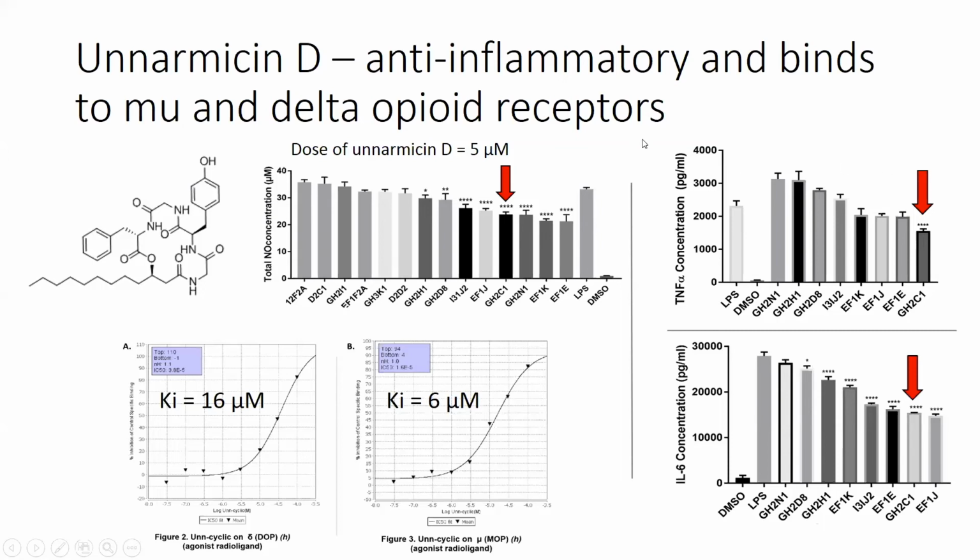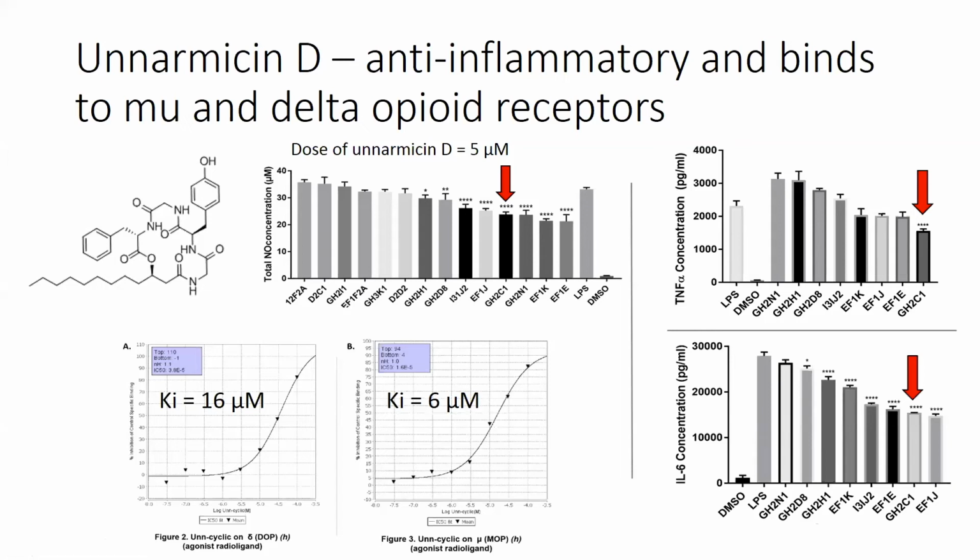We also saw other cytokines. So these are other small molecules that are released during the inflammatory process. And so unarmacin D, this is its code here, the GH2C1. Unarmacin D decreased the inflammatory cytokines as well. So we were really excited by that. So it was showing good anti-inflammatory activity.